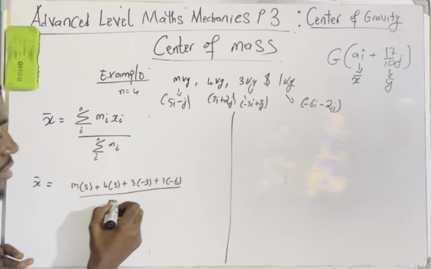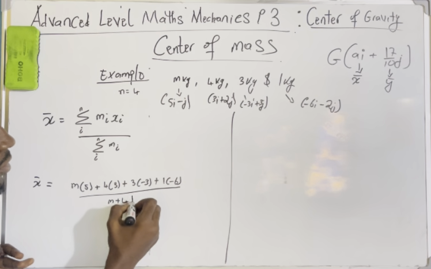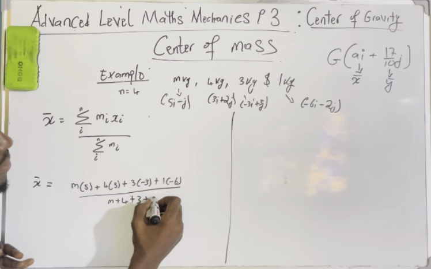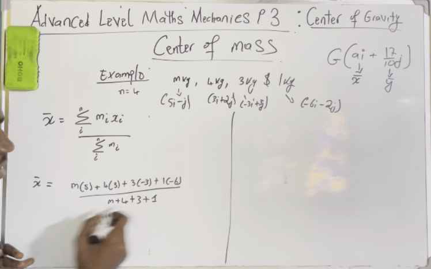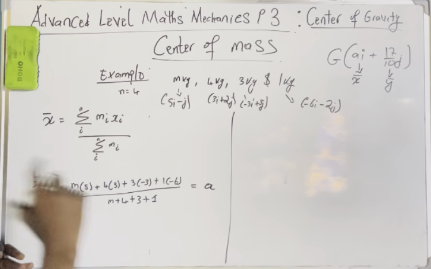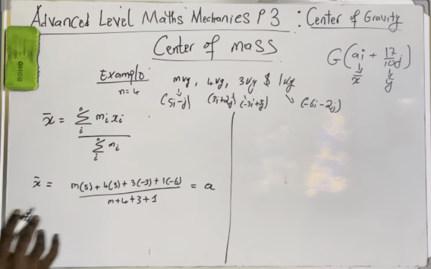M plus 4 plus 3 plus 1. 1, 2, 3, 4 masses. And this should give me what? This should give me the x bar, which is A. As simple as that. Nothing to fear there.